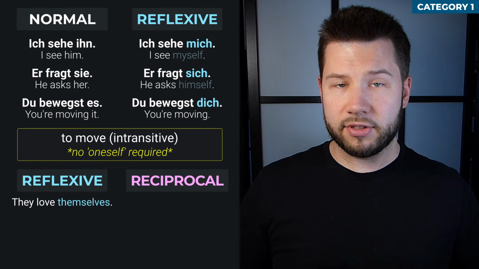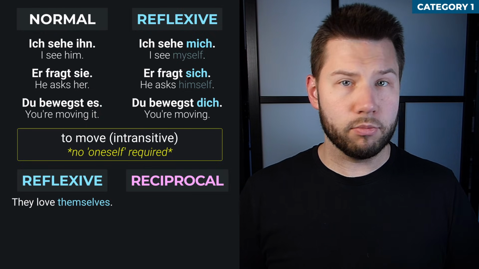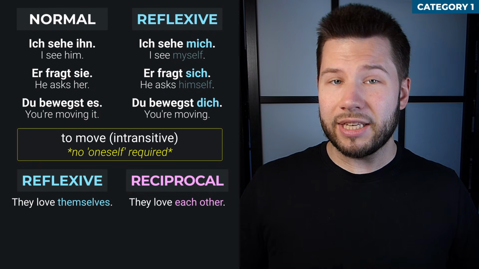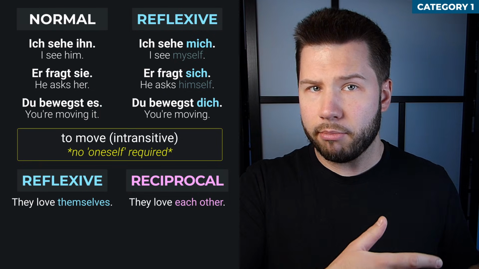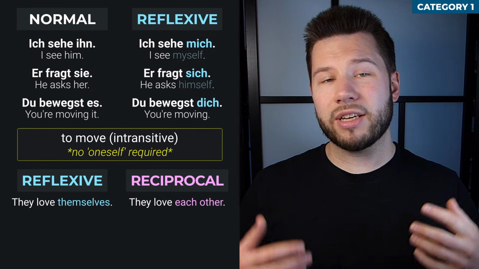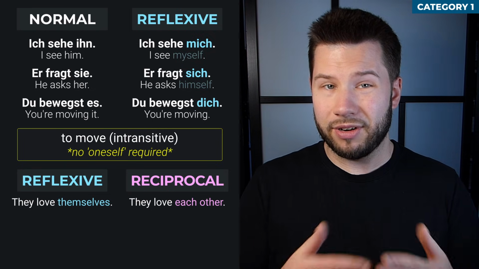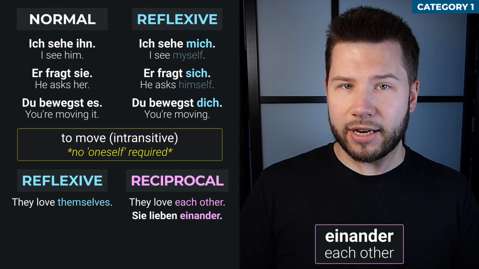They love themselves means that there are people who are either self-absorbed or really in tune with their own body. This is a reflexive meaning. They love each other means that there is a group, usually 2, who mutually loves the other member or members of that group. This is reciprocity. Now in German, we also have a word for each other, einander. So they love each other is translated to sie lieben einander.